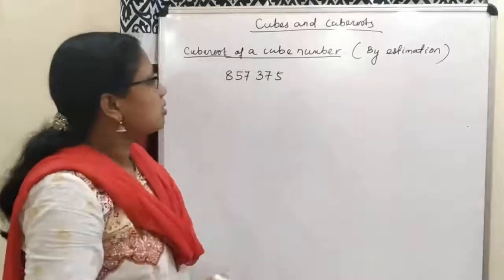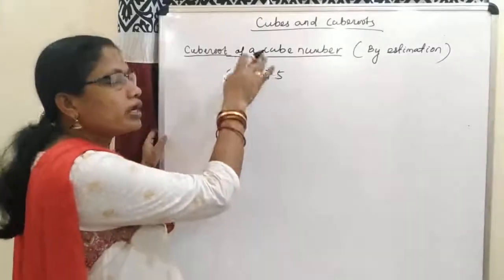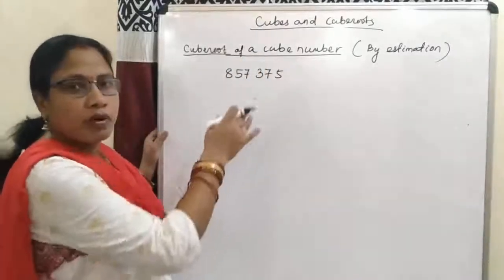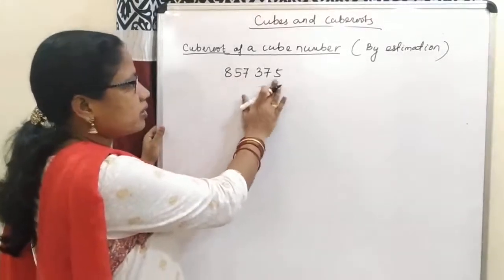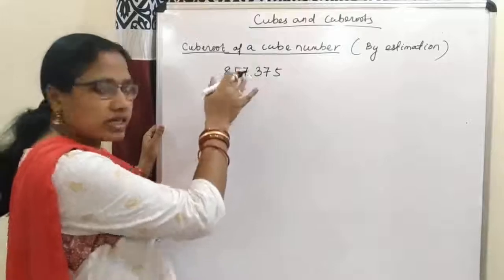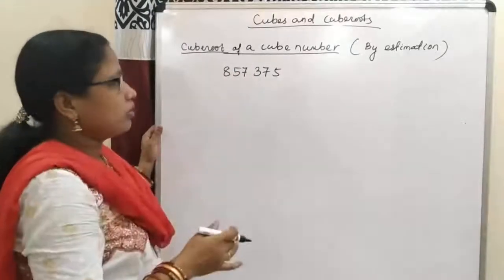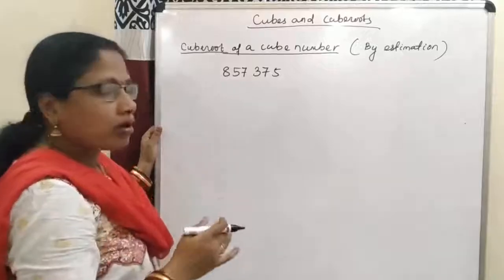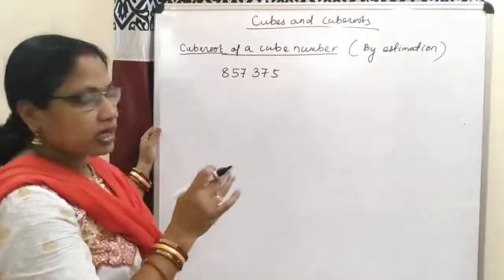So let us discuss how to estimate the cube root of a cube number, that means of a perfect cube. Here a number is given: 857375. We have to estimate the cube root of this perfect cube. Here we will not apply the prime factorization method. We only have to estimate.